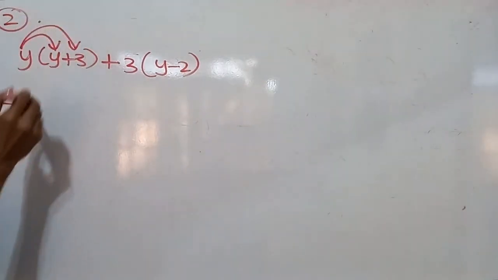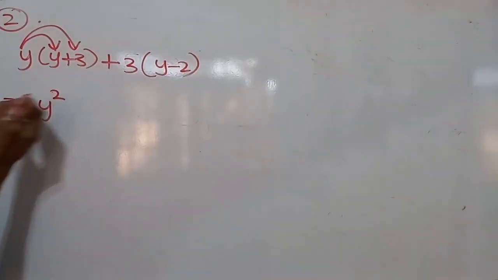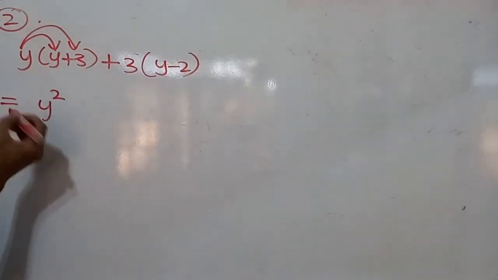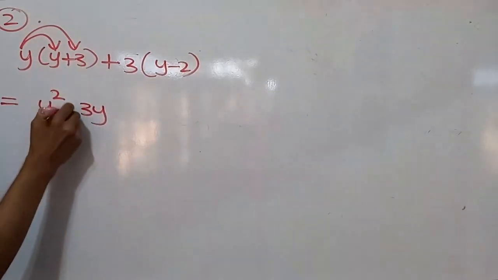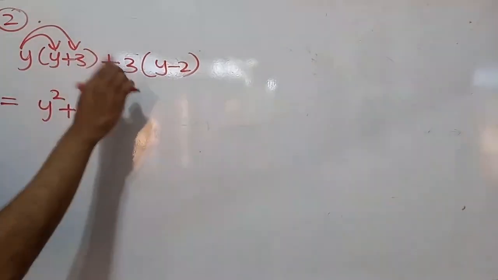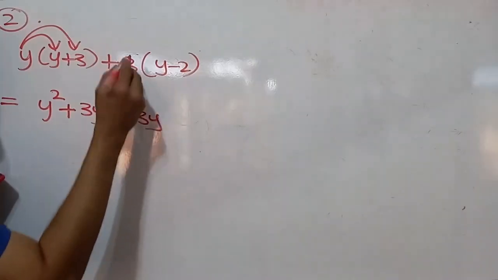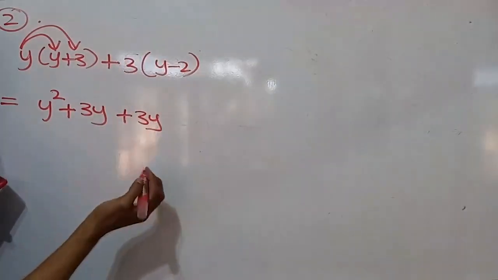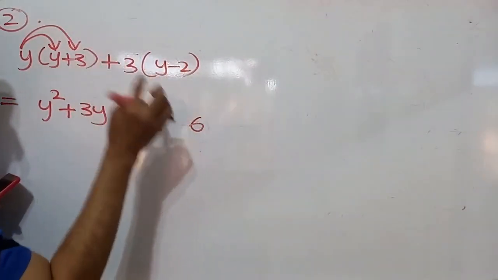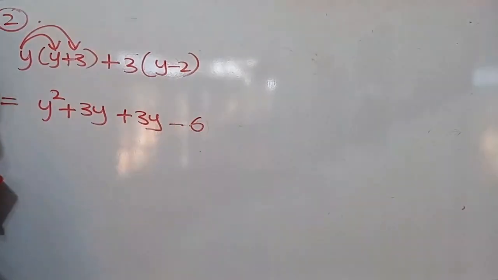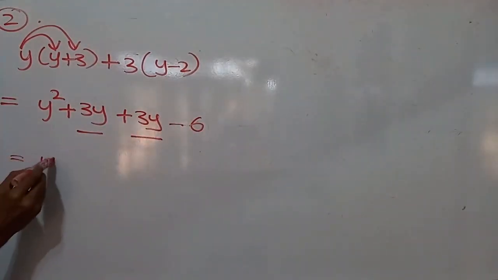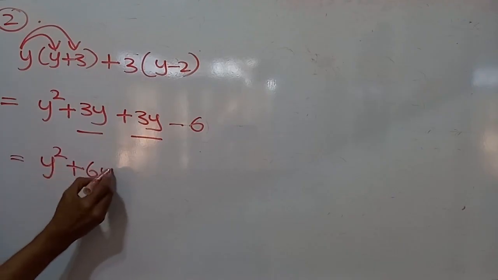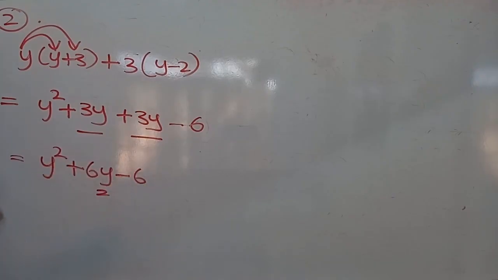This is what gets multiplied. Y into y, we know that is y squared. Positive into positive, that is positive. Y into 3, that is 3y. Positive into positive, that is positive. 3 into y, that is 3y. Positive into positive, that is again positive. 3 into 2, that is 6. Positive into negative, that is negative. Now we have what? Like terms. So y squared plus 6y minus 6. So that is the answer.